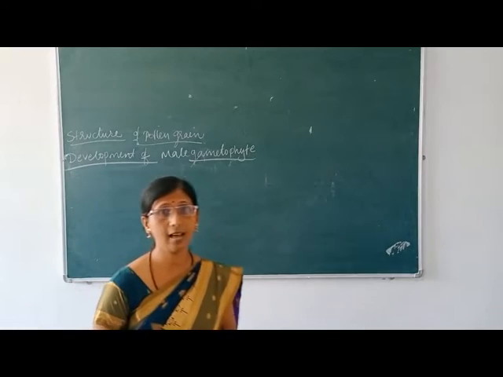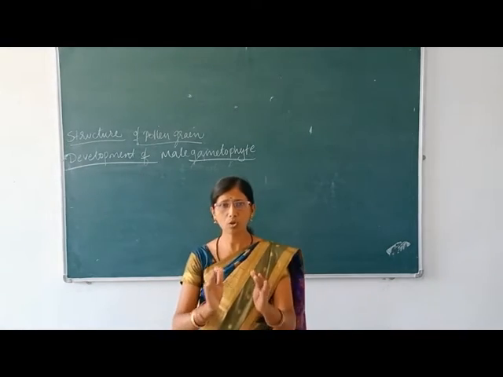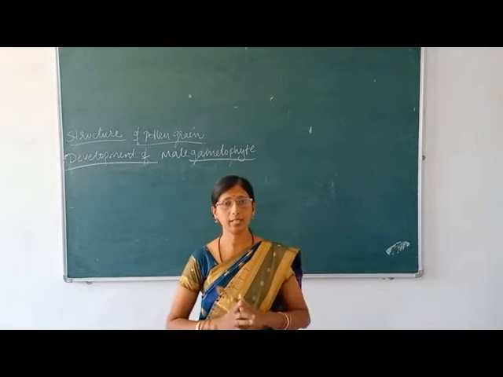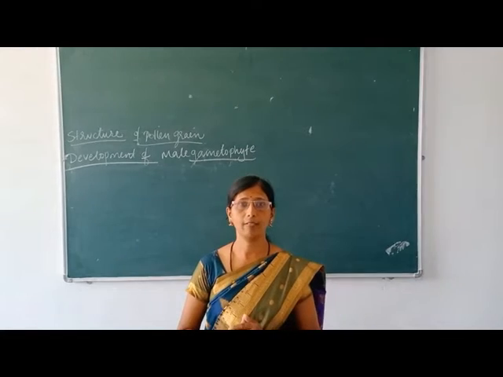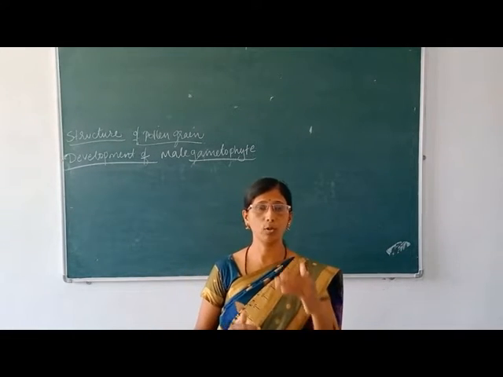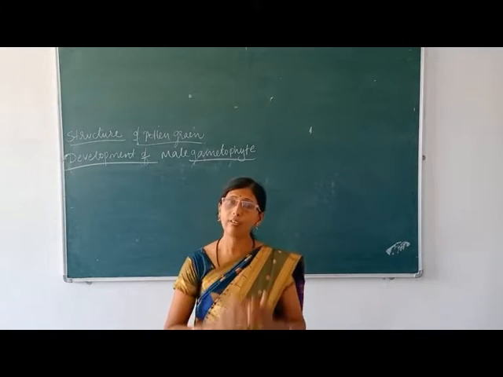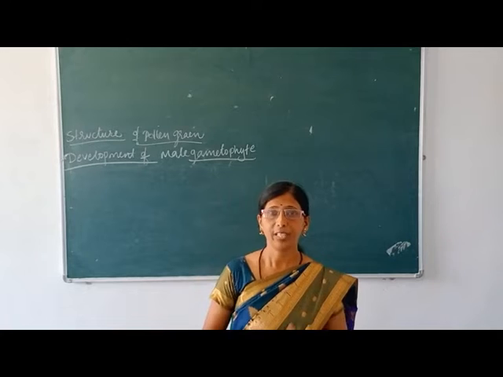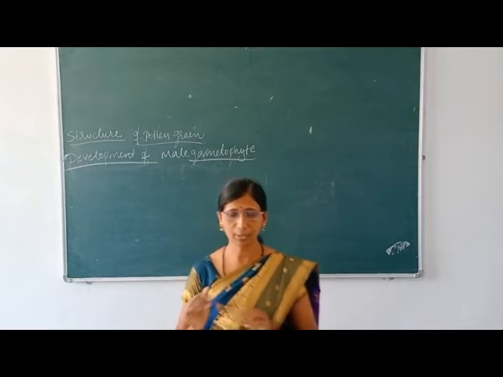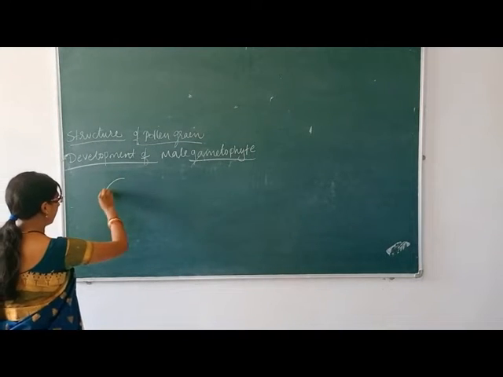Pollen grains are partially developed male gametophytes. Why is it called a partially developed male gametophyte? Because the pollen grain contains only two cells, vegetative and generative. In the introduction class I told you the pollen grain contains the vegetative and generative cells. If the pollen grain has only two cells, then it is called a partially developed male gametophyte. So this is the structure of pollen grain.